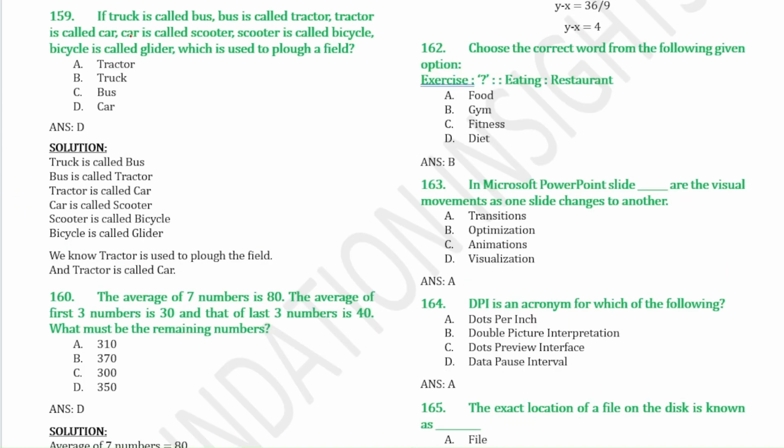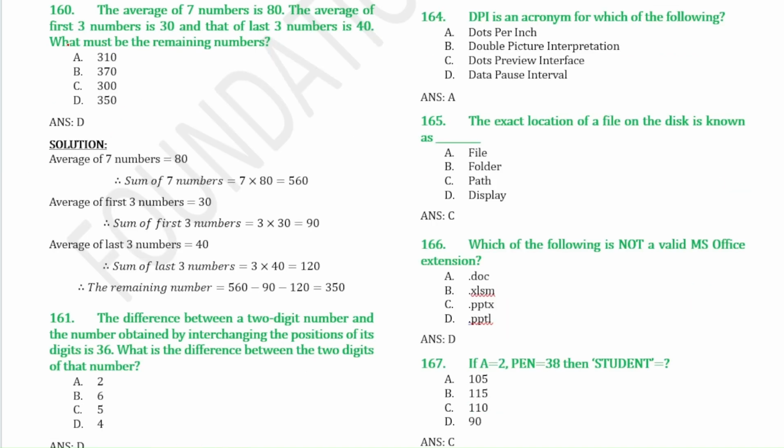Next question, if truck is called a bus, bus is called a tractor, tractor is called a car, car is called a scooter, scooter is called a bicycle, bicycle is called a glider. So what is used to plow a field? We know that to plow a field we use a tractor, right? And then according to this question, tractor is called a car. So your correct option will be car.